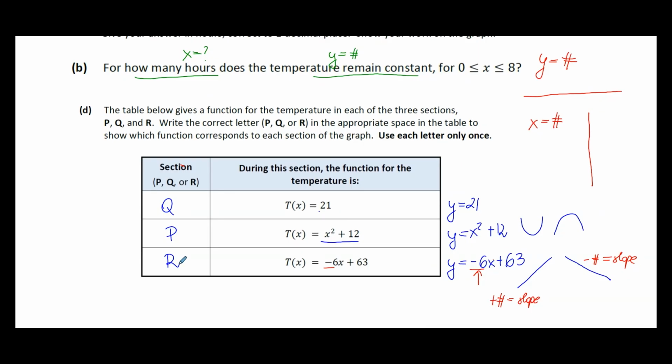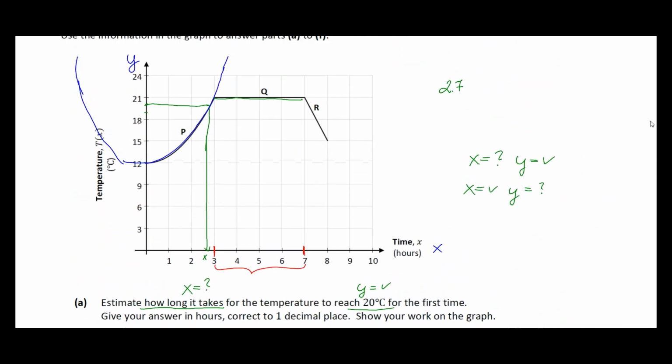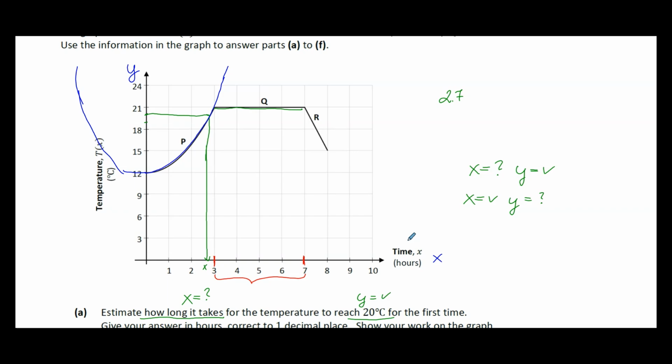That is R. Again, that knowledge is very important because it goes with us to the Leaving Cert and will become a big part of your exam. So we really need to understand that.